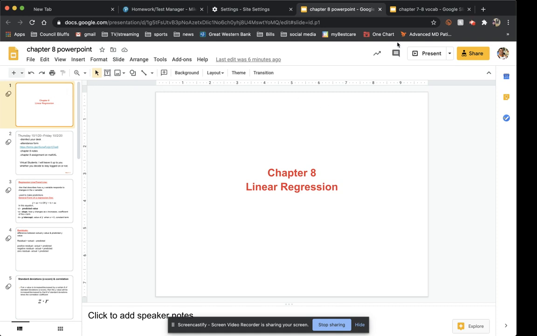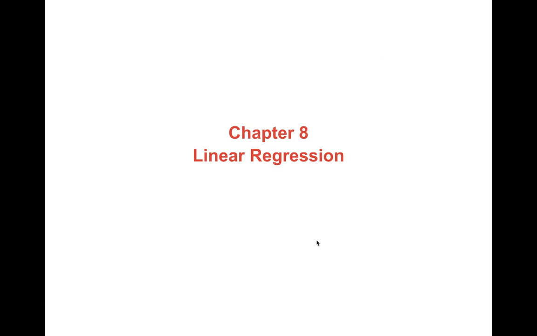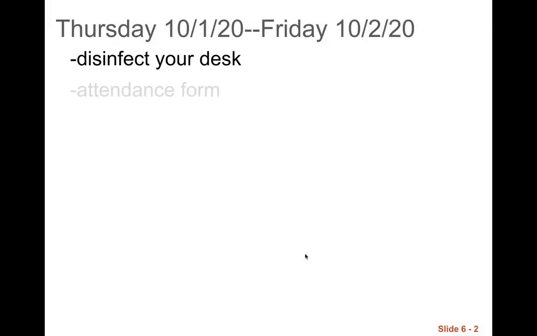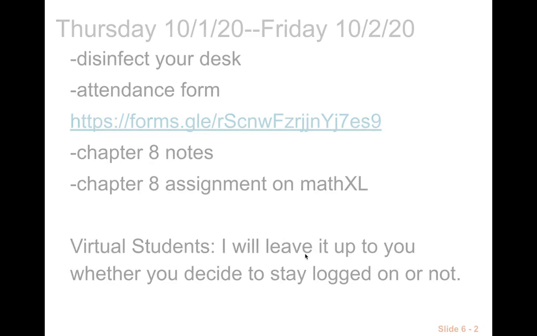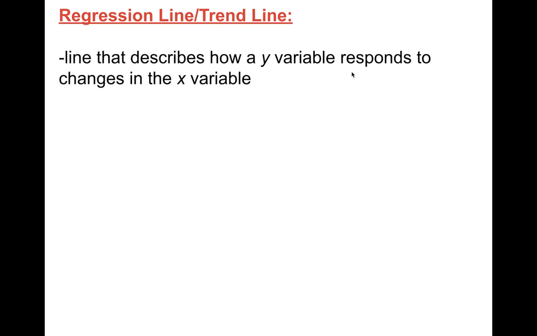All right, so we are going to move on to chapter 8, which is on linear regression. This essentially picks up where we left off in chapter 7. So, in stats, once we have a scatter plot, we could also do something called a regression line or a trend line. Remember, a scatter plot is just a plot of your x and your y variables.